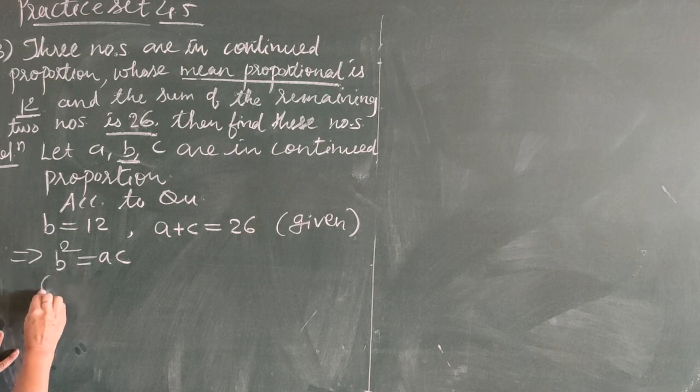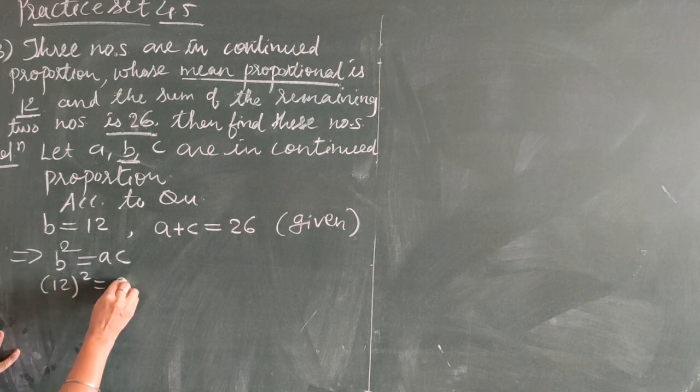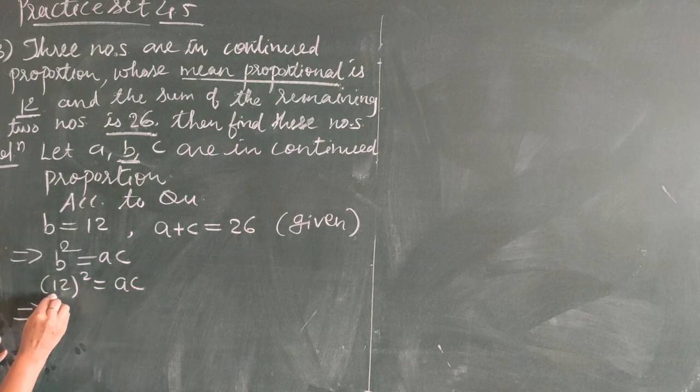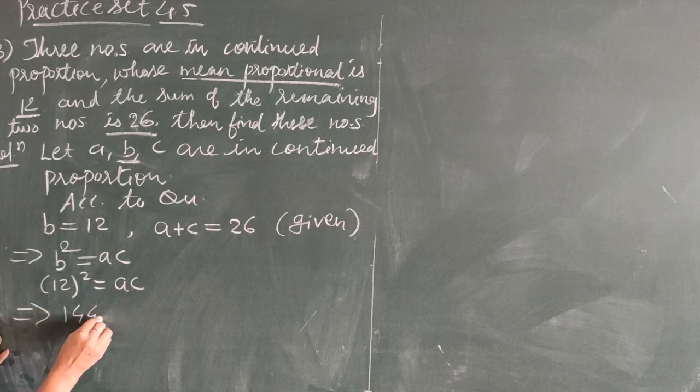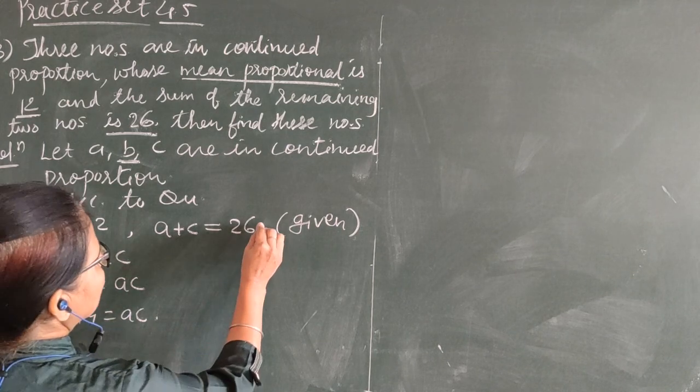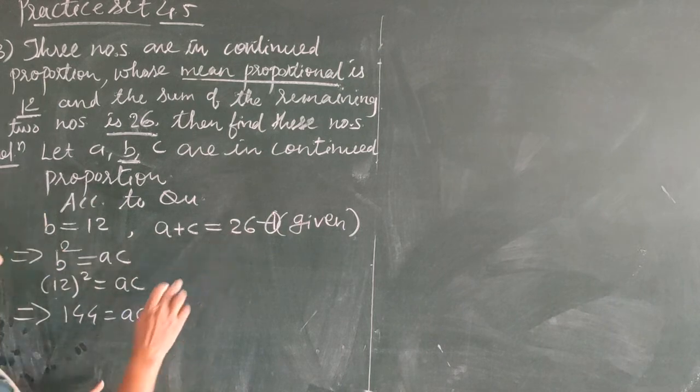B is equal to 12. So 12 square is equal to AC. So what does it imply? 12 square is 144, which is equal to AC. Now suppose A plus C is equal to 26.